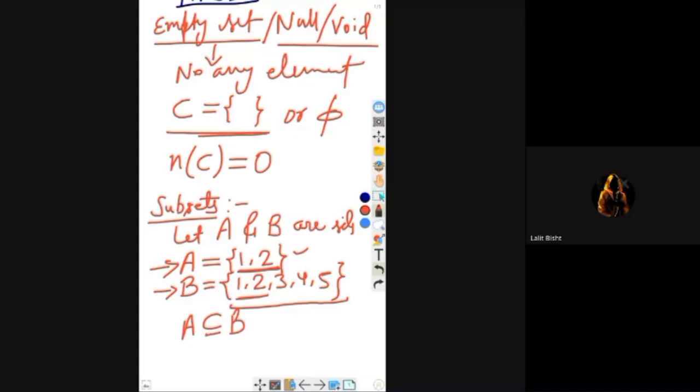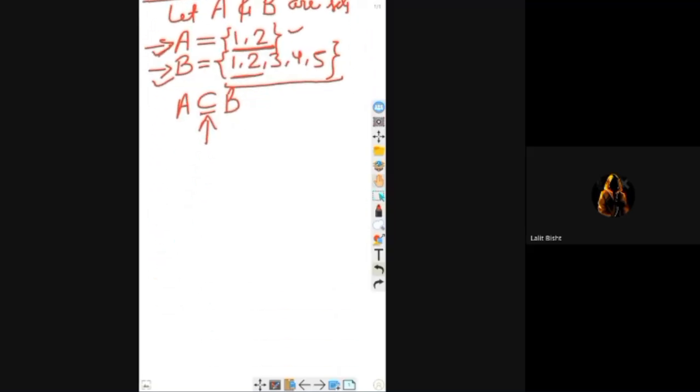Whenever all the members of any set A are present in another set B, we call A a subset of B, and it is denoted by this sign. Now, for example, D is the set having elements 1, 2. Now we will write the subsets of this. How to write all the subsets?